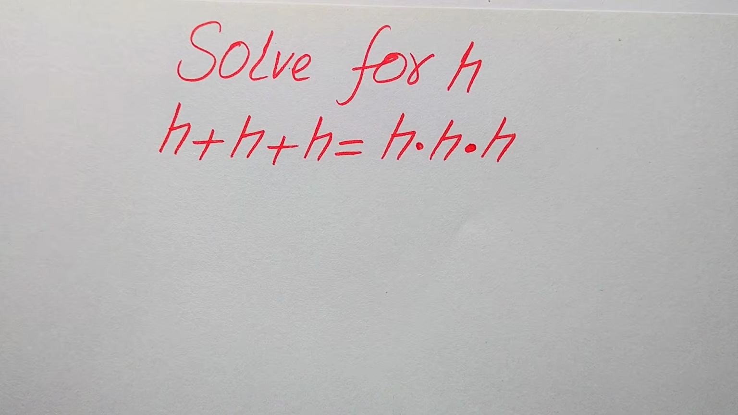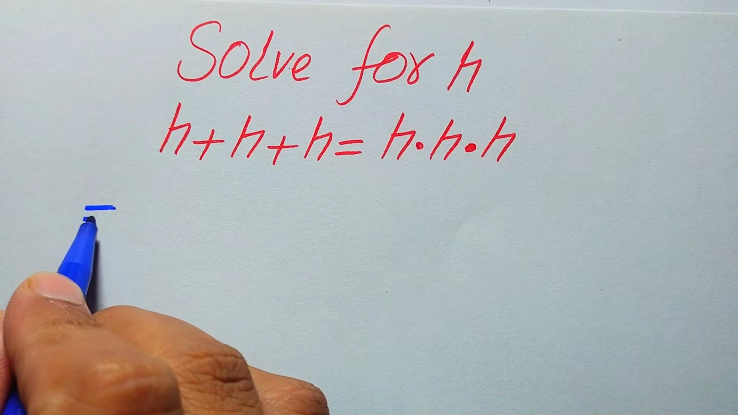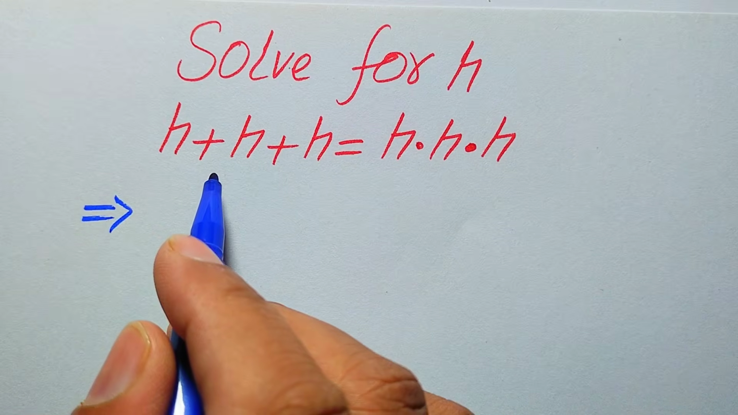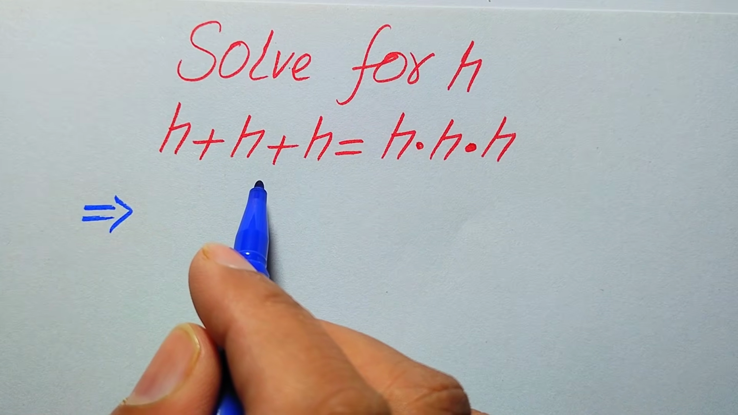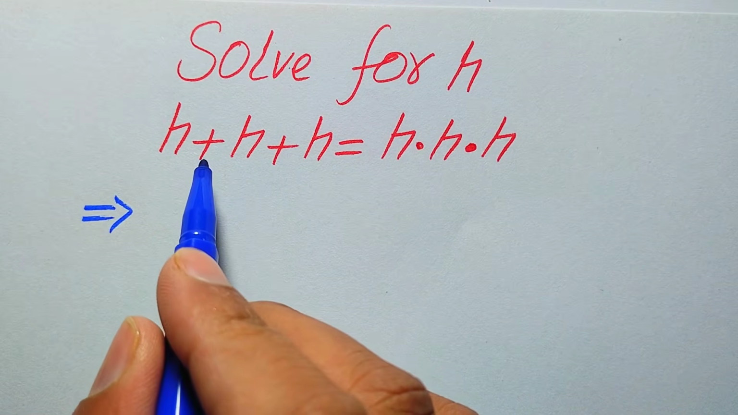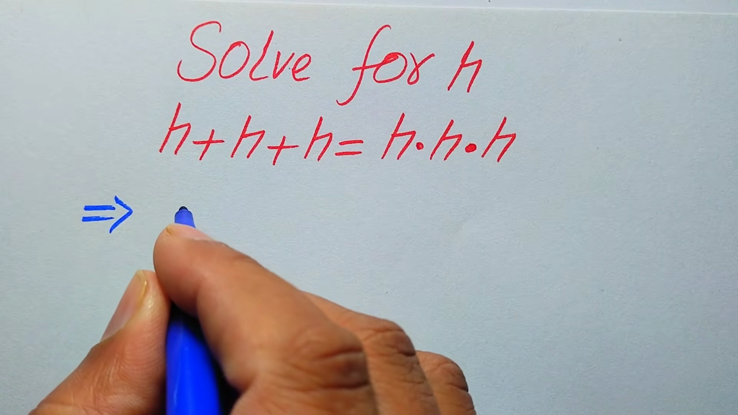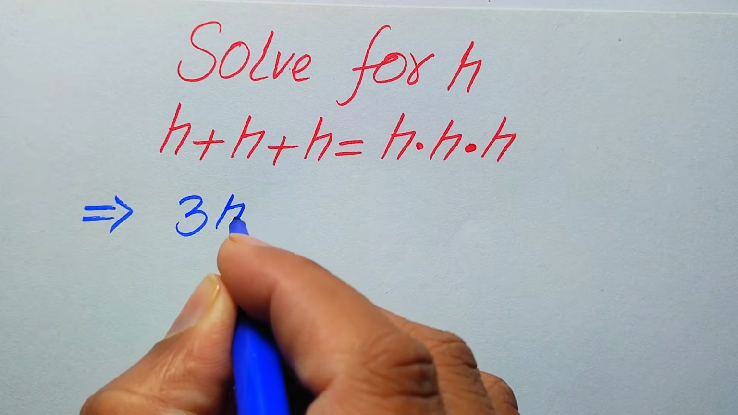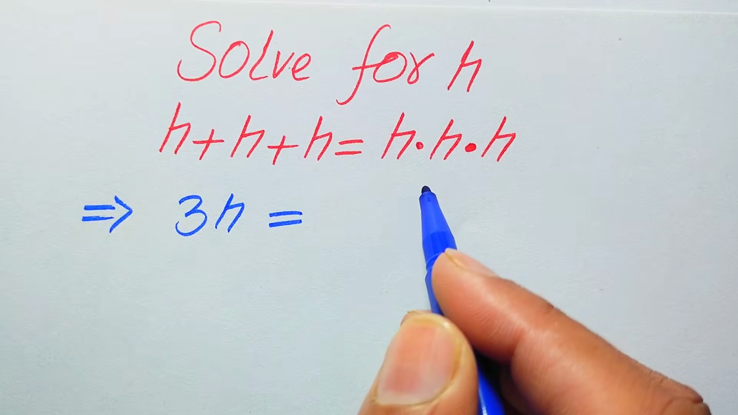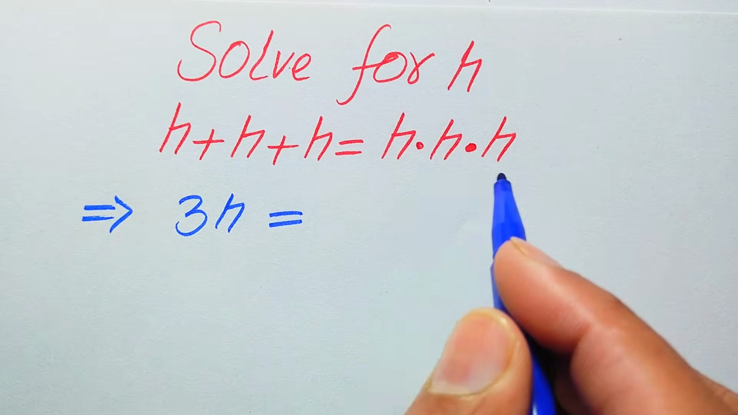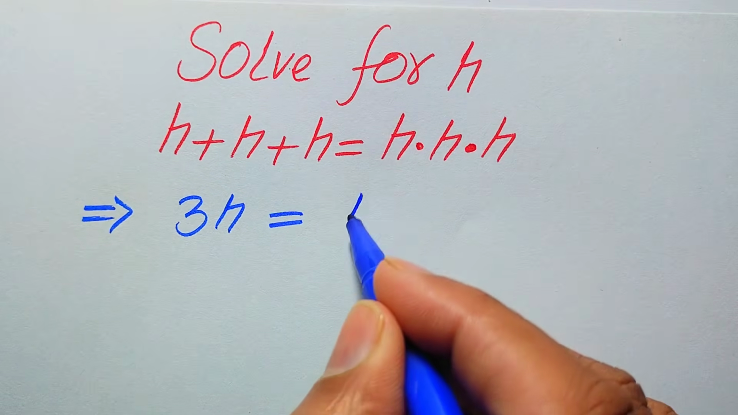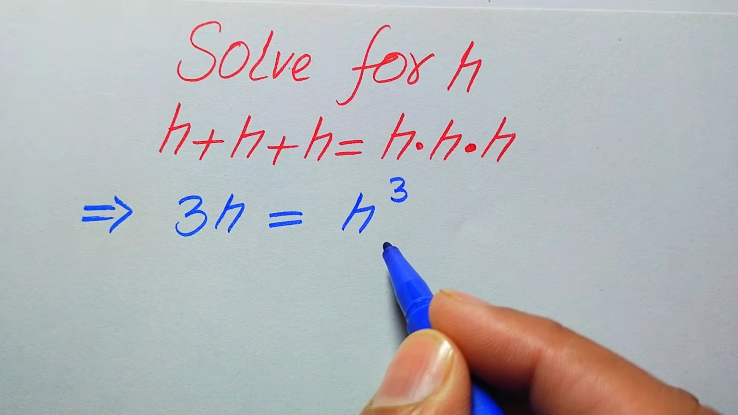And now we move towards the solution of this problem. First, you see that on the left hand side, these are three variable terms added to each other. So we add h three times, and it will be written as 3 times h is equal to, here you see that h is multiplied three times, and we write this term as h cubed.